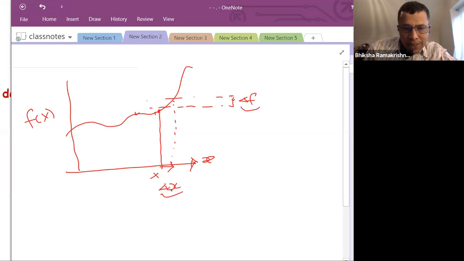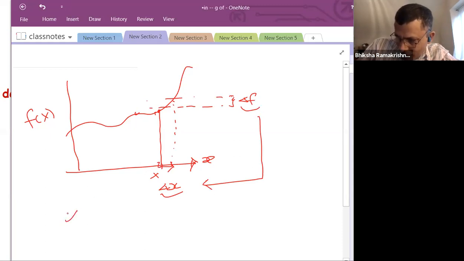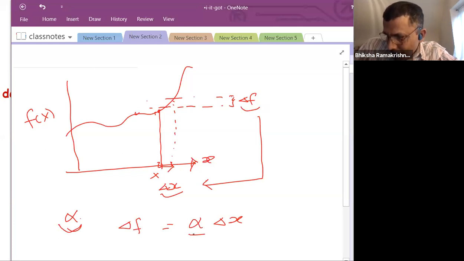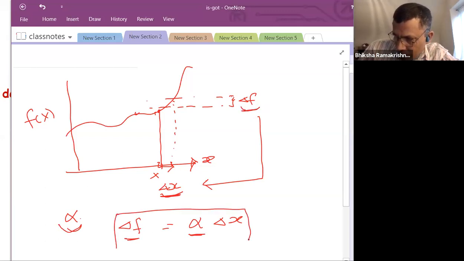And the derivative is strictly defined as the linear relationship between these two. If I represent the derivative as alpha, the derivative is defined as the linear multiplier to delta x, which is alpha, that gives you delta f. So it is the multiplication factor by which you multiply this increment in x to compute the corresponding delta of f. This is the only true way of defining the derivative. There is no other definition.